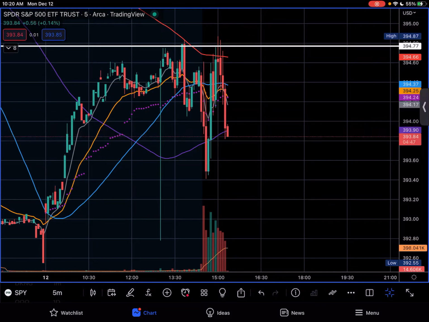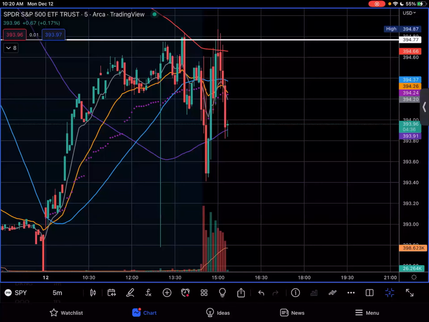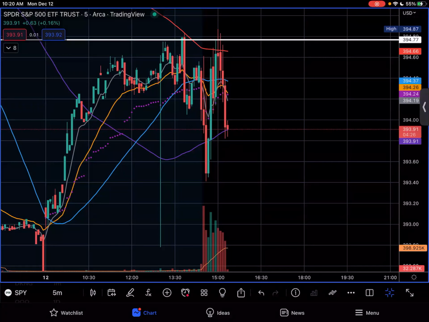Yep. Break down some more, SPY. So again, this was the first target. If you bought multiple contracts while we're still sitting right here, you can feel free to lock in some profits and then leave some contracts open as runners as we see if we continue to move lower.